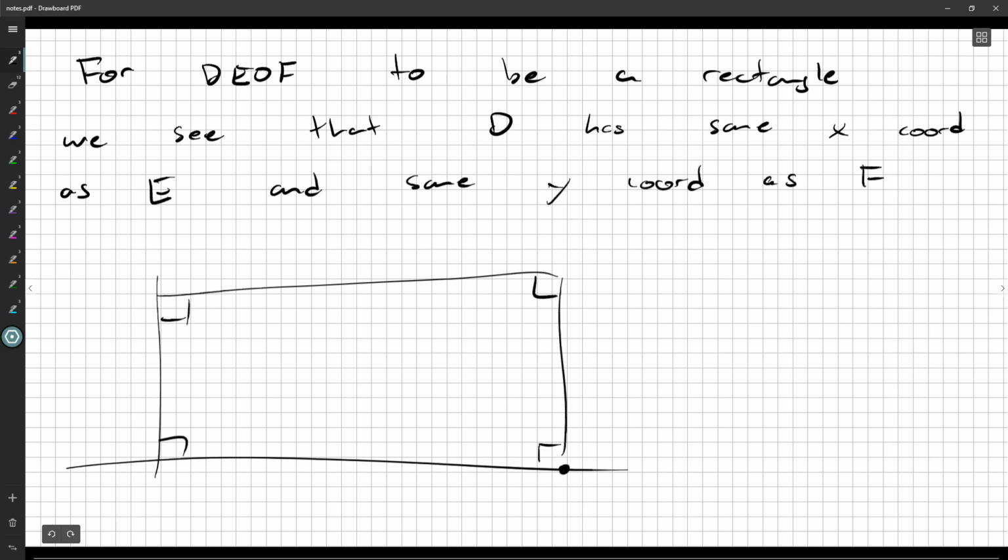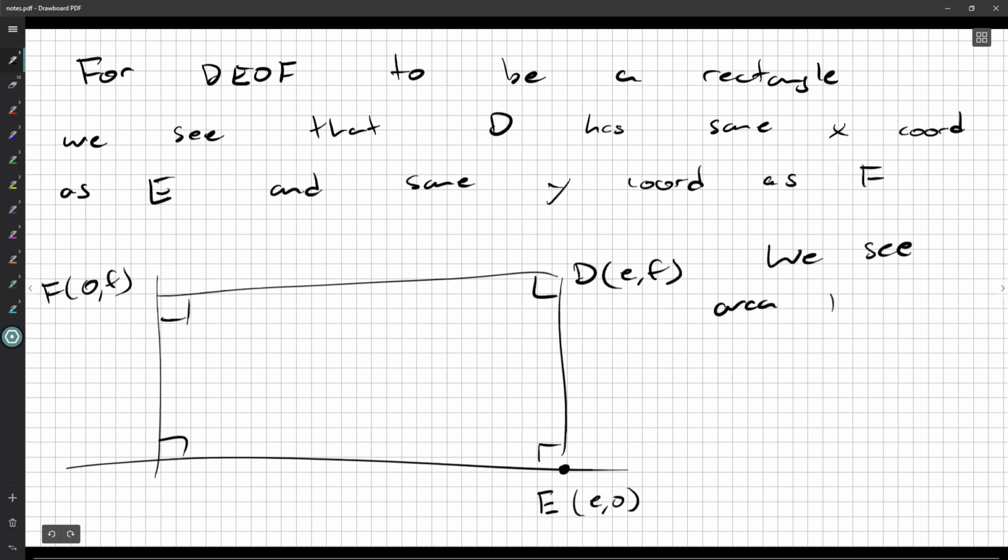So F's on the x-axis. We'll put E down here. Sorry, E's on the x-axis. F is on the y-axis. Maybe call F's coordinates 0F. So D is going to be at EF. Okay?